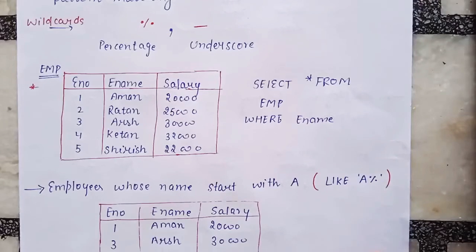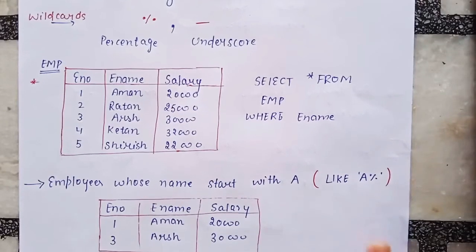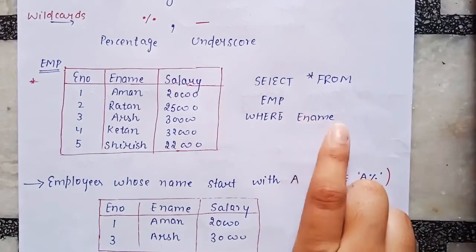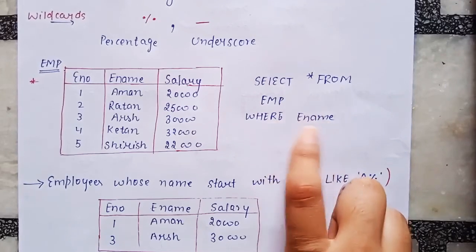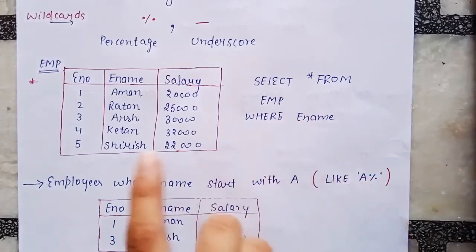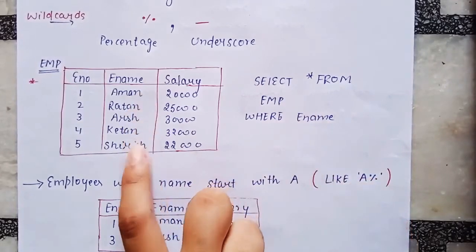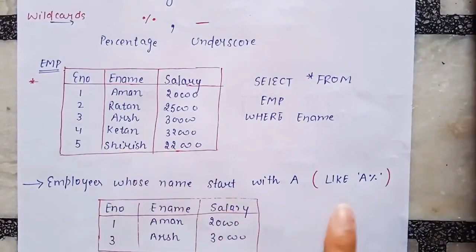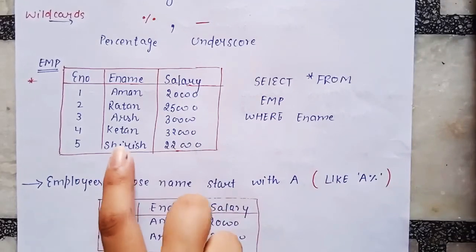Now let us understand the use of this percentage symbol and this underscore symbol with the help of an example. I have written here: select star from employee where ename. I want to write a condition on this ename column, as it is the only column in this table that consists of character strings, so we can perform the LIKE operations only on this column.